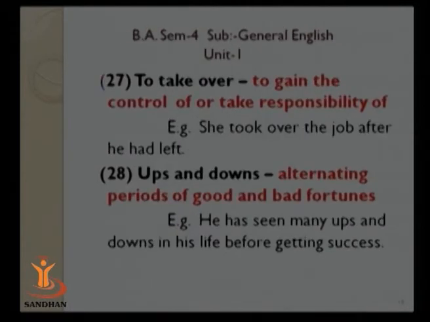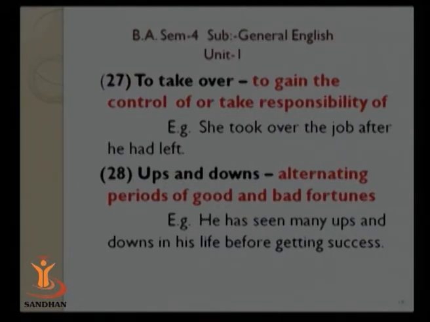Number 27. To take over means to gain the control of or to take responsibility of. For instance, she took over the job after he had left.